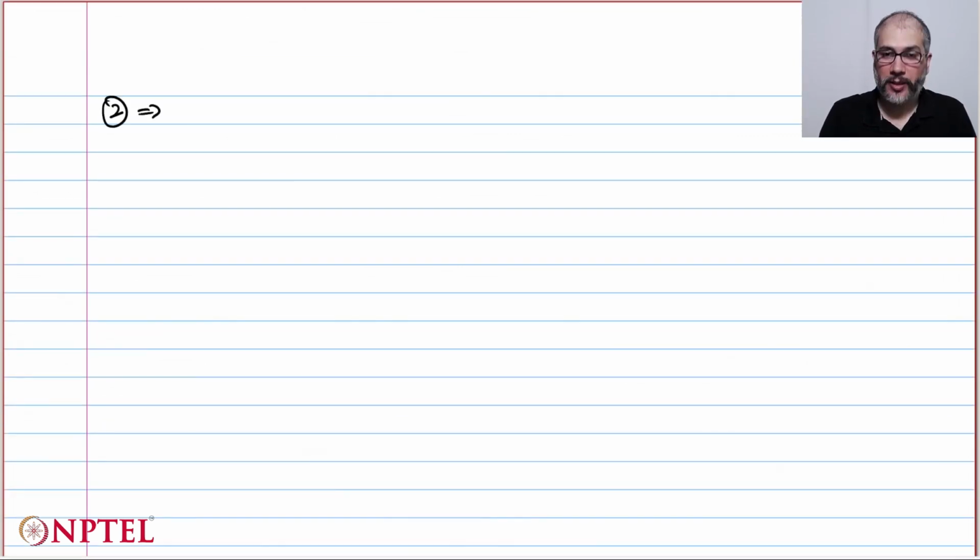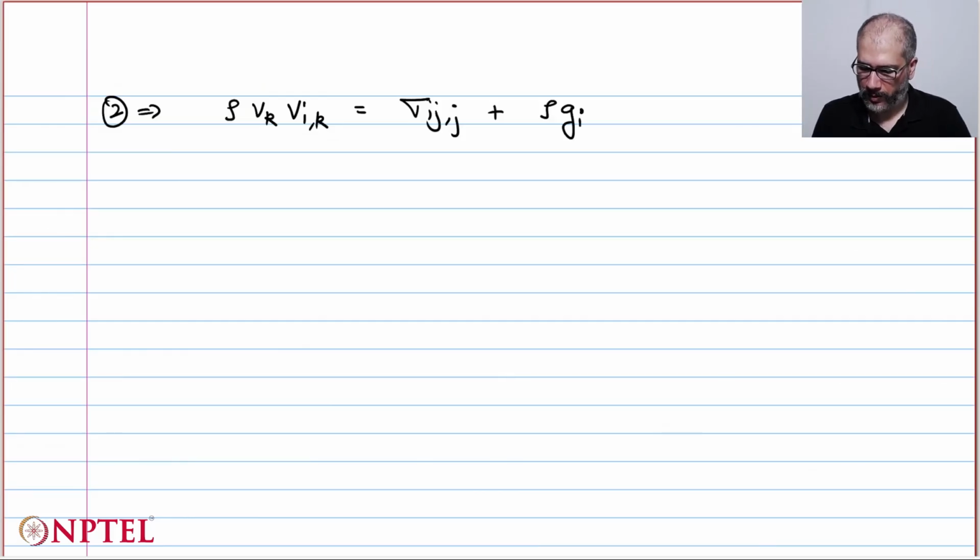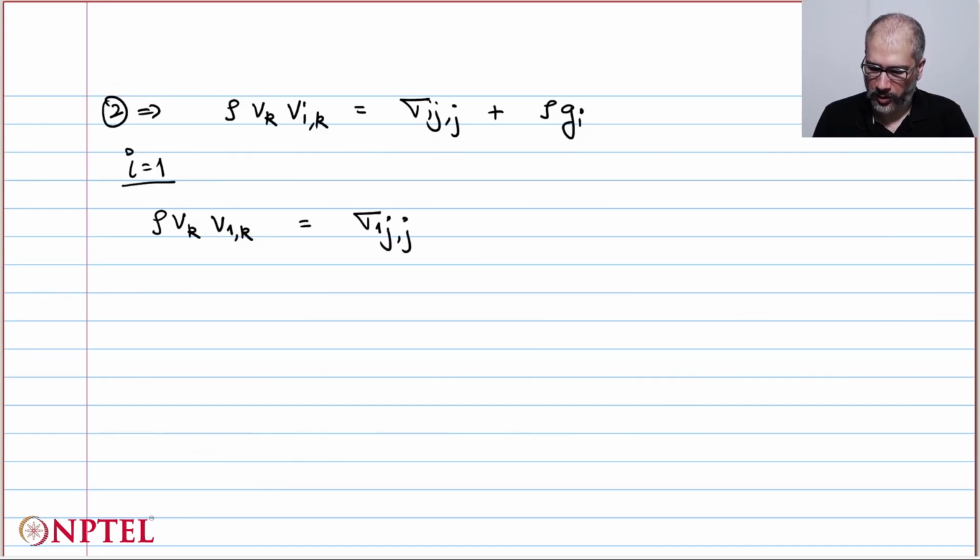So I'll write my momentum equation again. That's rho times Vk times Vi comma k, equal to sigma ij comma j plus rho Gi. This has three equations because we have one free index i. So let's apply this for i equal to 1 first. Our left hand side becomes rho Vk V1 comma k equals sigma 1j comma j plus rho G1.